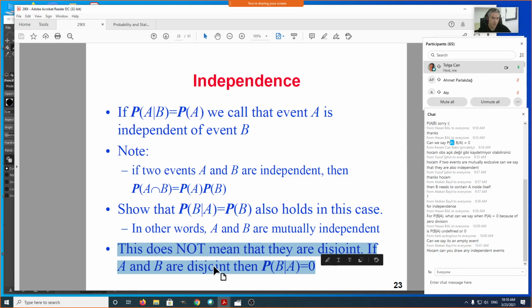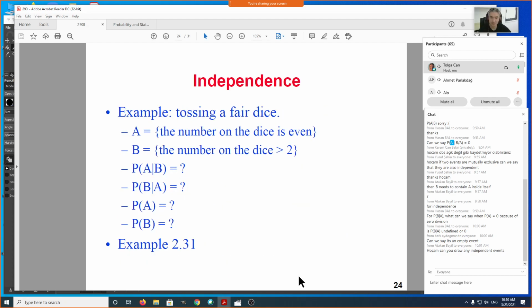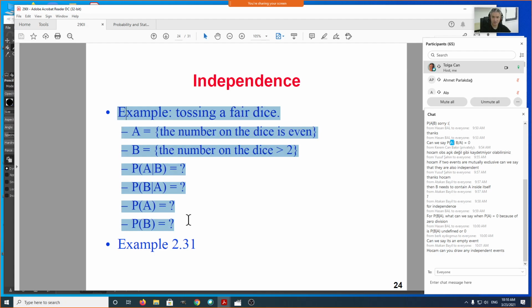Mutually exclusive is sometimes labeled as disjoint events. Independence does not mean mutual exclusion. If they were mutually exclusive, P(B given A) would be 0. We also discussed this. Now, again, some exercises which are really simple.